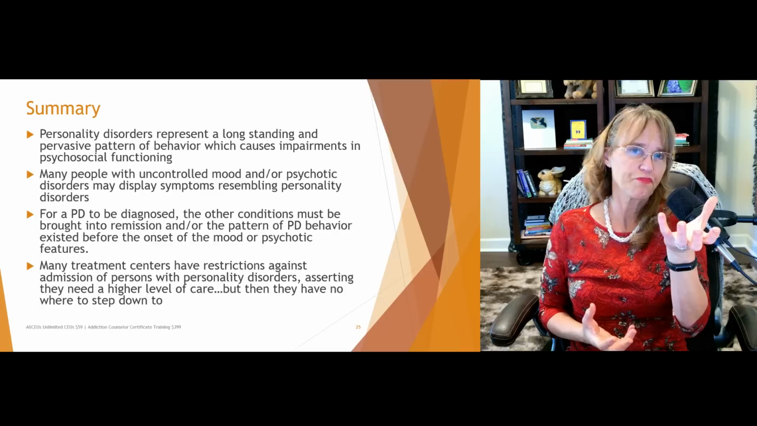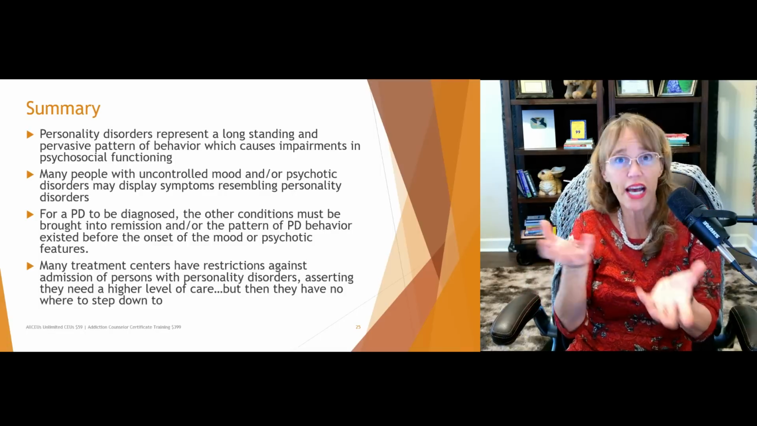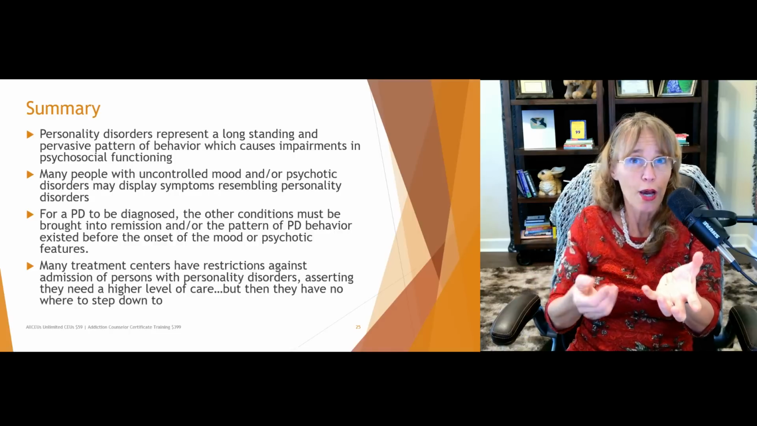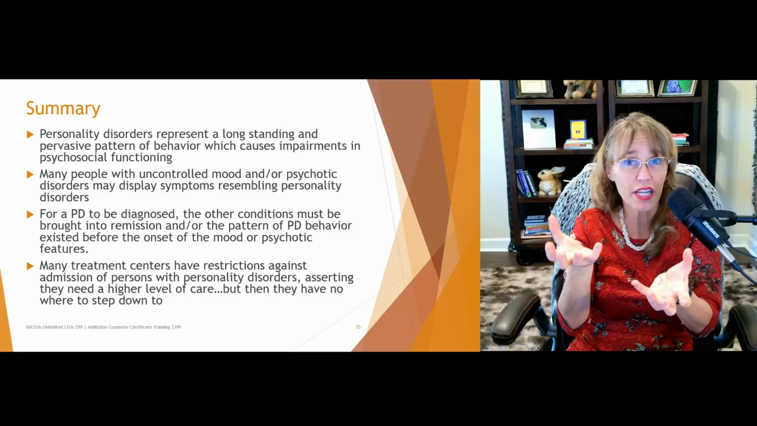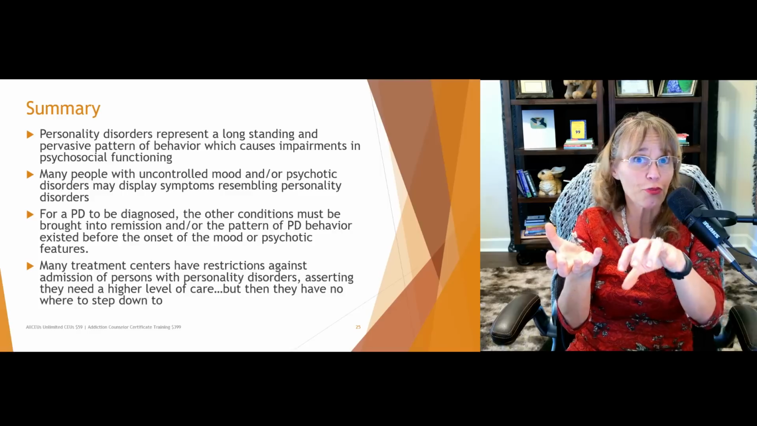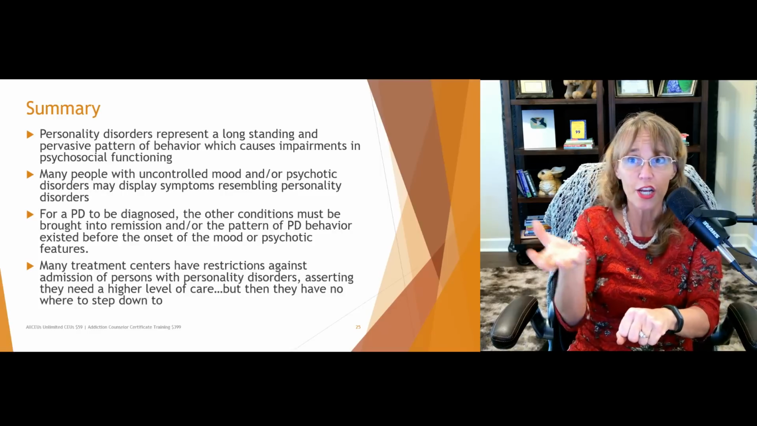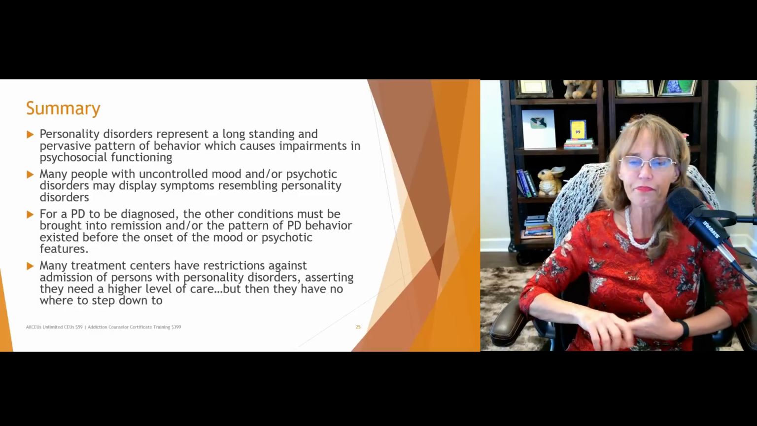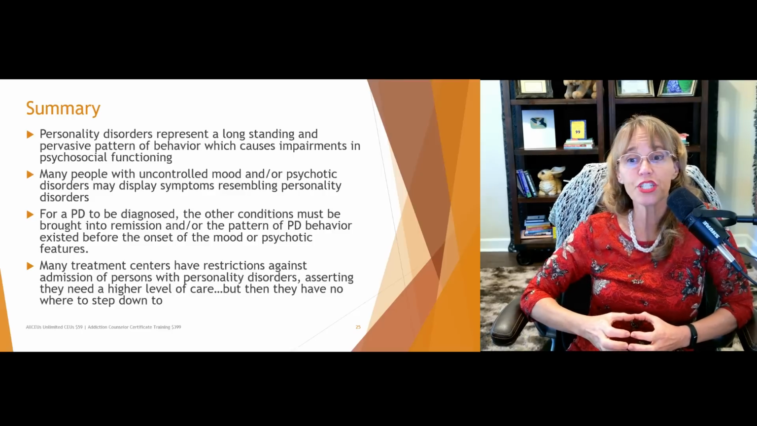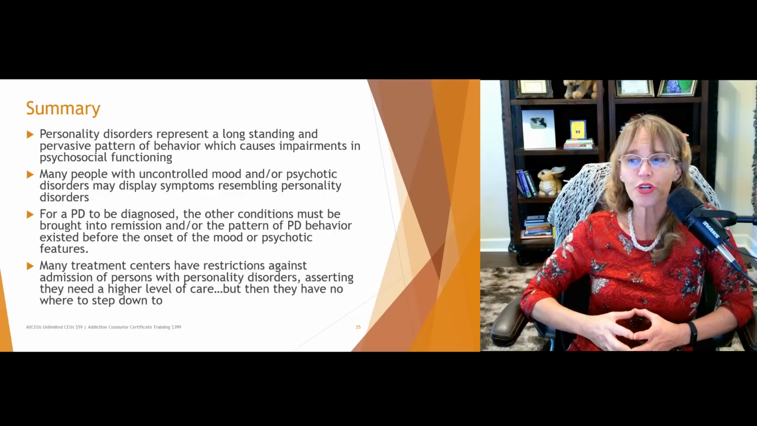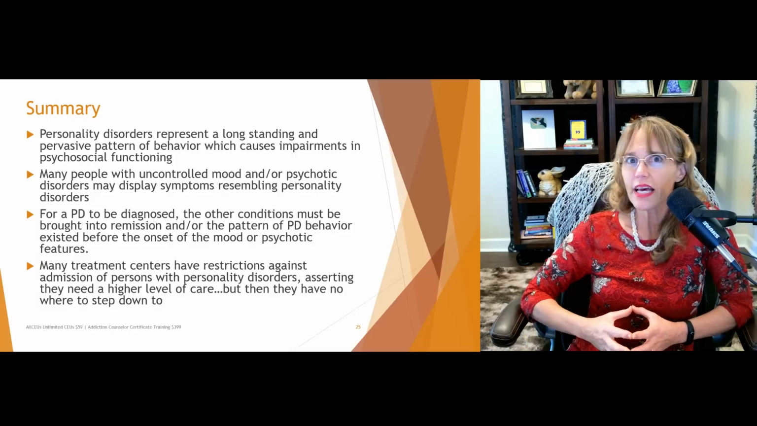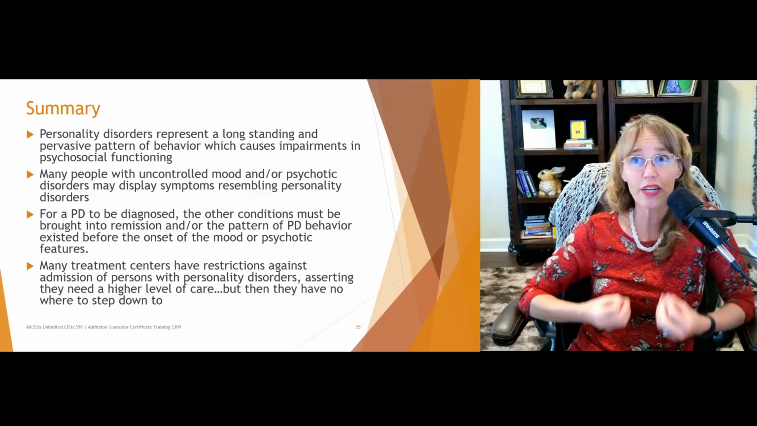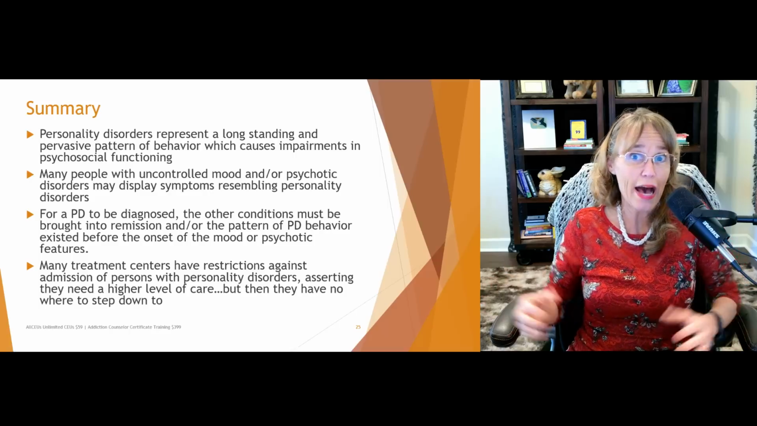So if they've got depression with psychotic features and a personality disorder diagnosis potentially, before we can give them that personality disorder diagnosis, the depression with psychotic features has to be brought into remission so we can see if those personality disorders remained. Same thing with addiction. Many treatment centers have restrictions against admission of persons with personality disorders, asserting they need a higher level of care. But then when the people finish that higher level of care, they have nowhere to step down to. So we're creating a situation where there's a huge gap in services.